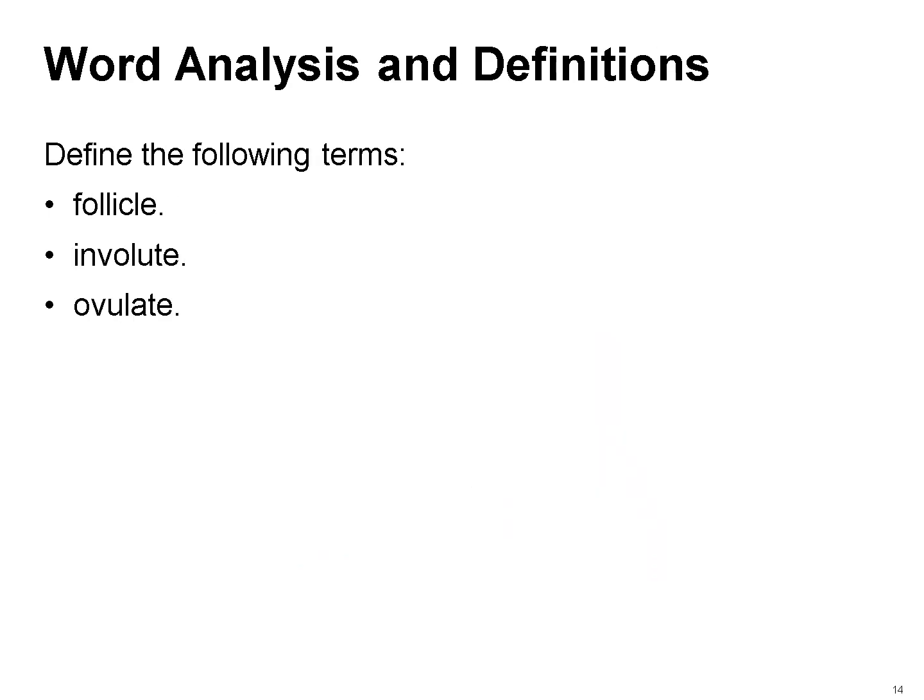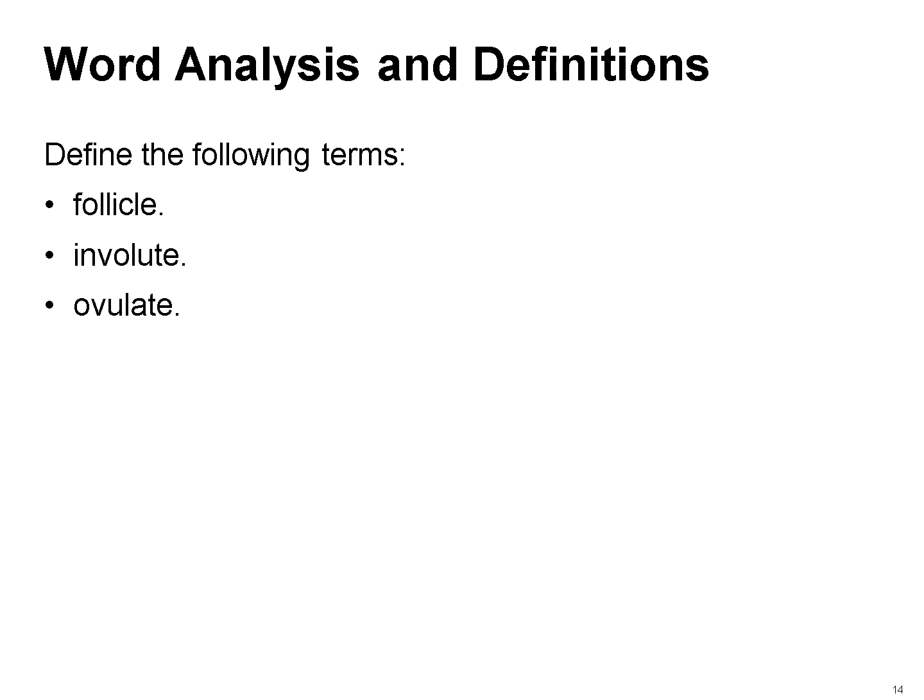Let's define some important terms. Follicle is a spherical mass of cells containing a cavity located in the ovaries. It surrounds and nurtures the developing oocyte during its maturation. Involute, this term means to decrease in size. For example, after ovulation, the ruptured follicle involutes to form the corpus luteum, or eventually becomes a scar-like structure called the corpus albicans. Ovulate is the release of an oocyte from a follicle.